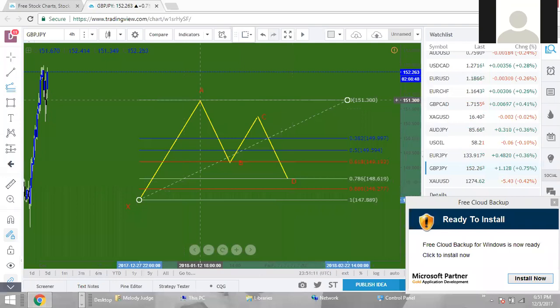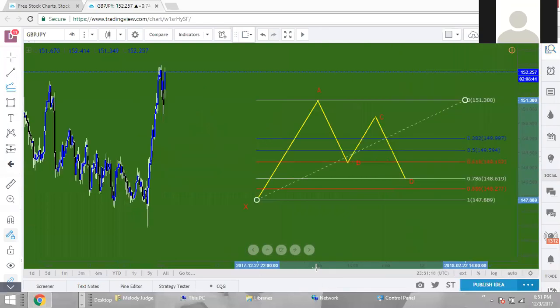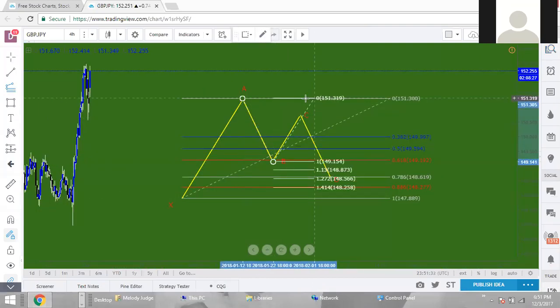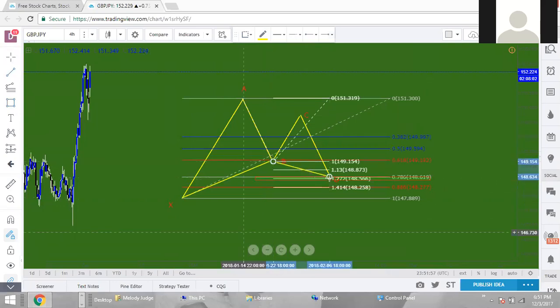Complete right at the 786. Break out the Fibonacci extension. Go from A to B, back down to A. Completed right in our little zone, 127, 786. And here we have a valid 222 Gartley, they called it.